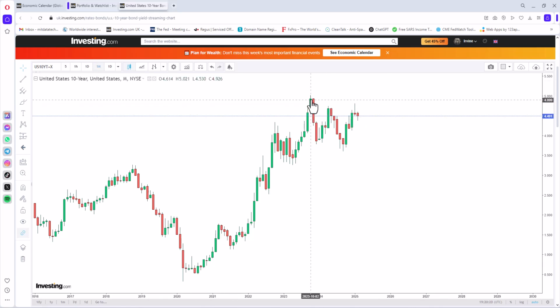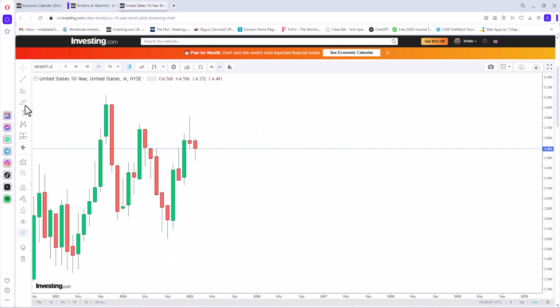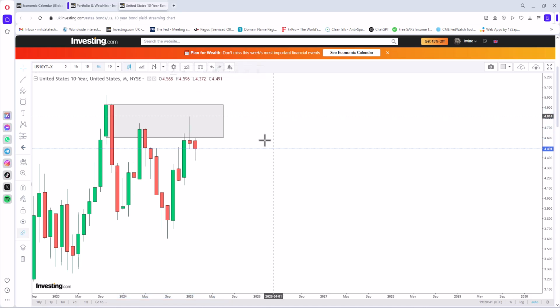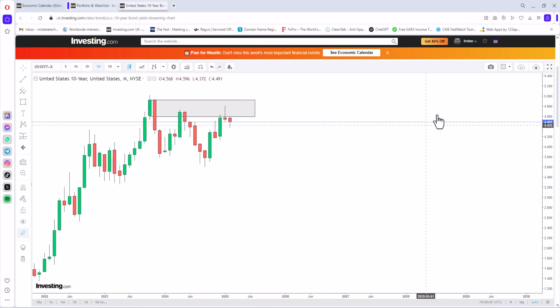And you can see here, this is the 10-year treasury yields. Price has traded away from a monthly bearish order block right here. That's our monthly bearish order block, and price is trading away, finding resistance inside a monthly bearish order block.